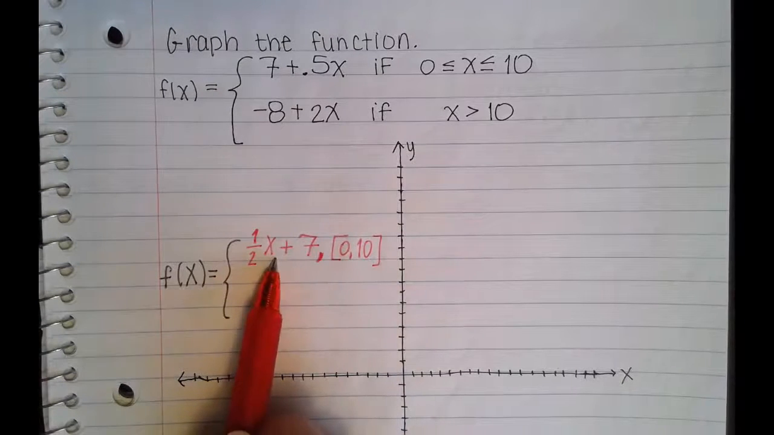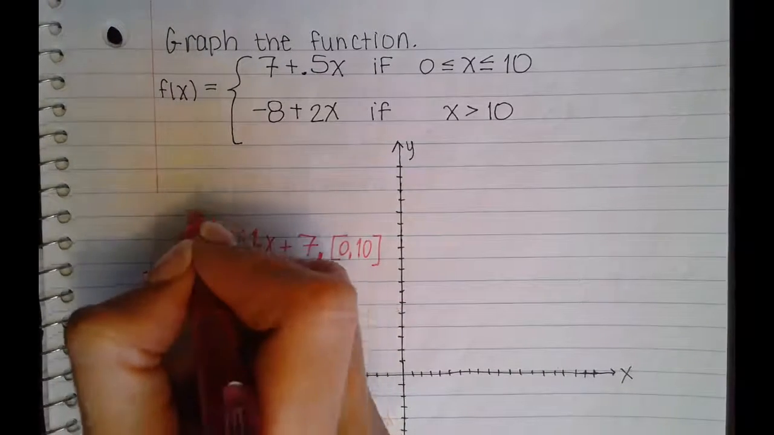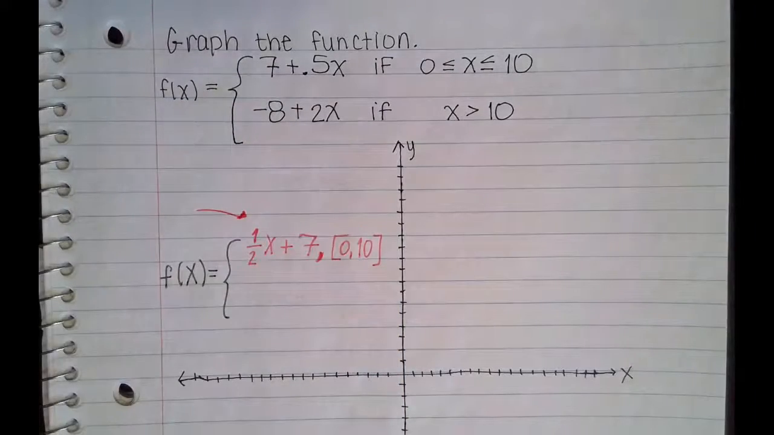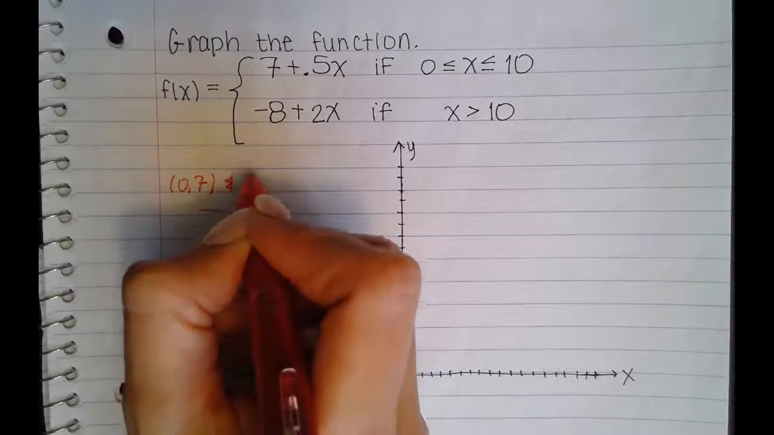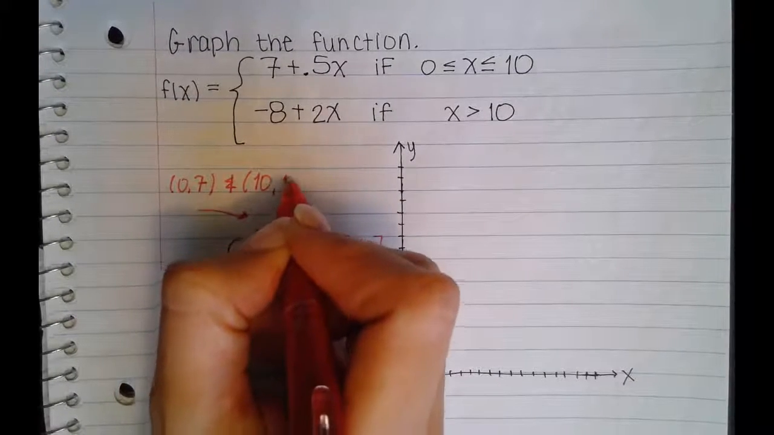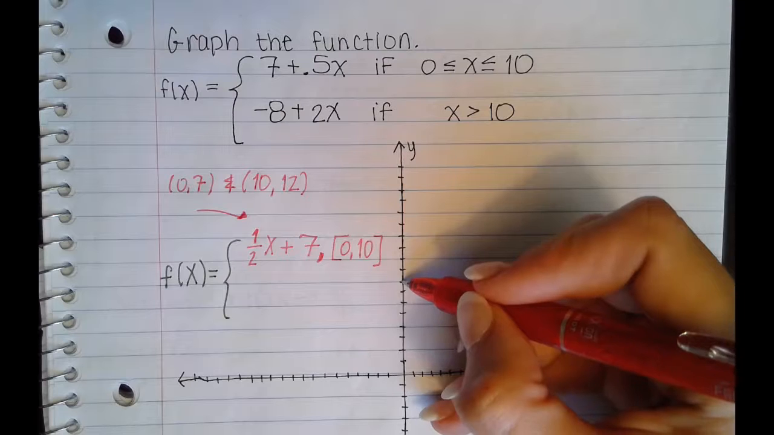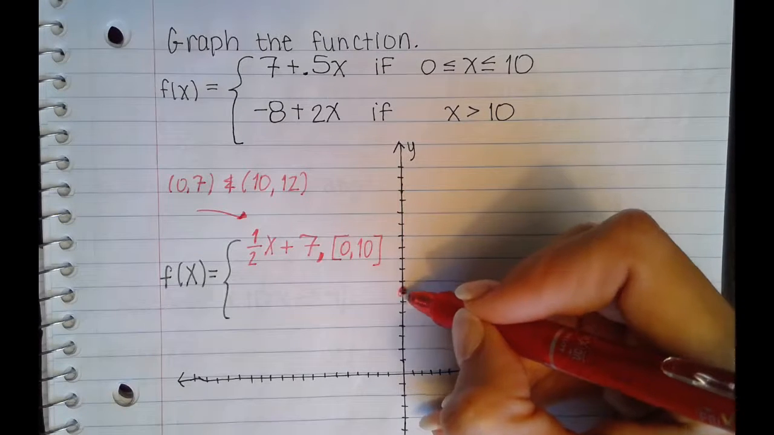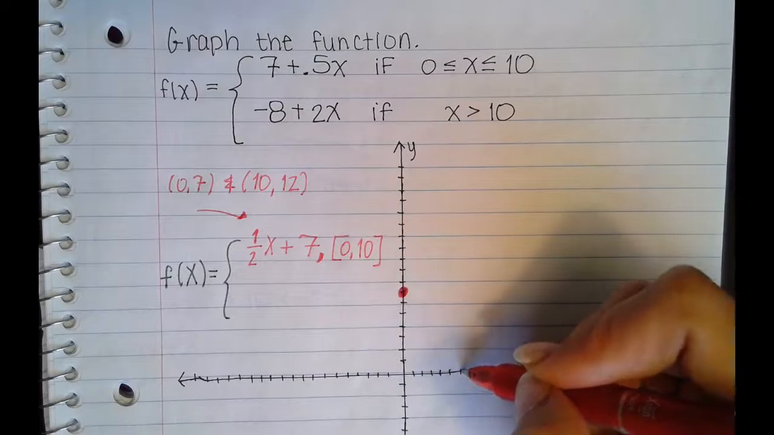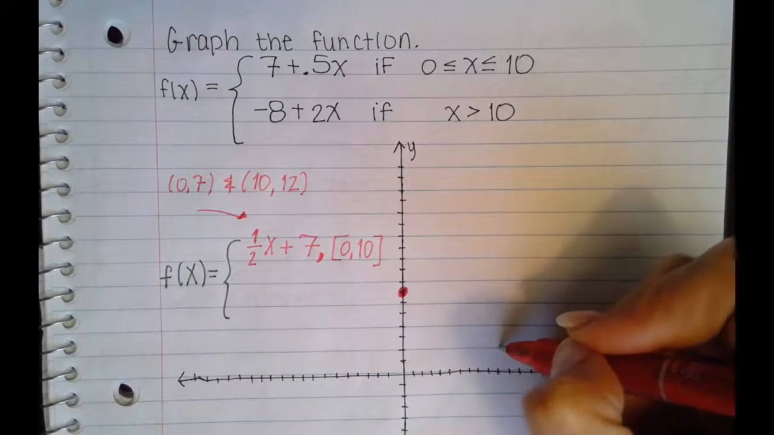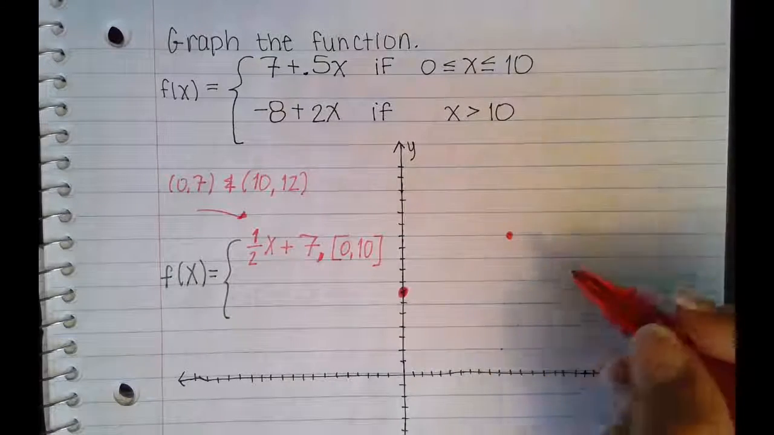So again, this graph in red is going to have which points on it? Sorry, 0, 7, and it's going to have 10, 12. So 0, 7, 2, 4, 6, 8, oops, that's 8, so 7, and both were included, so that could be solid. And then the next one was 10, 12. That's 10 right there, from here to there with a straight line.